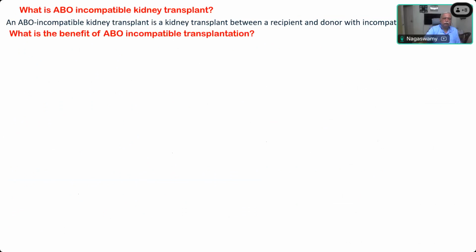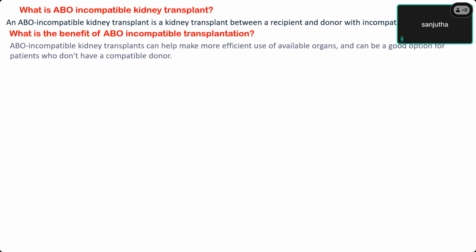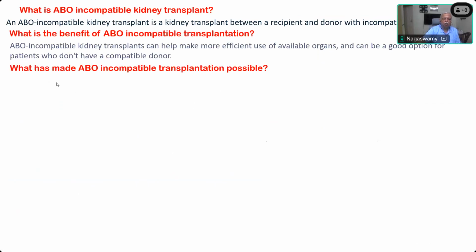So what is the benefit of ABO incompatible transplantation? It makes more efficient use of whatever available organs are there, especially when a recipient cannot get a compatible donor. You can use this technique. So what has made ABO incompatible transplantation possible? What are the advancements in the preparation of the patient, which helps to make even an incompatible blood group transplantation possible?